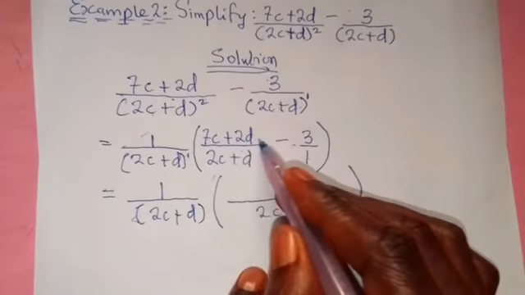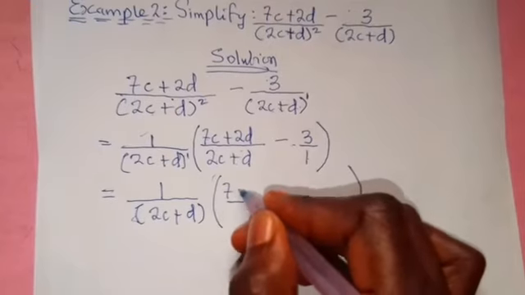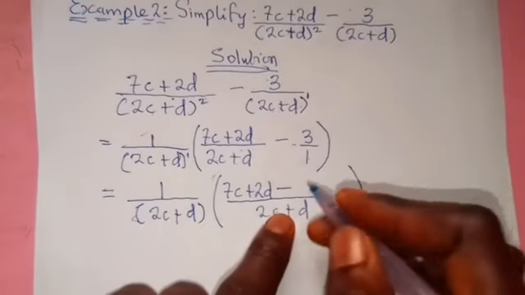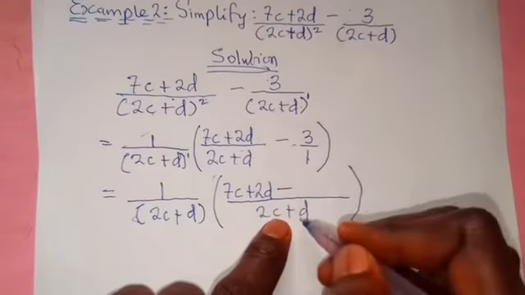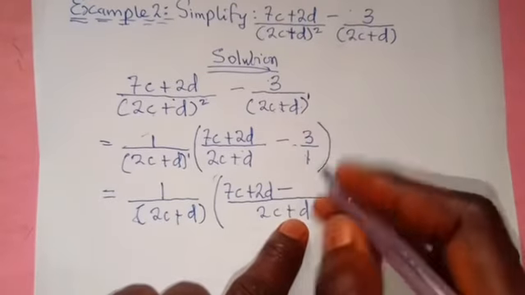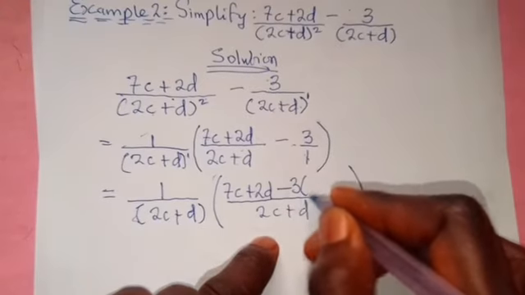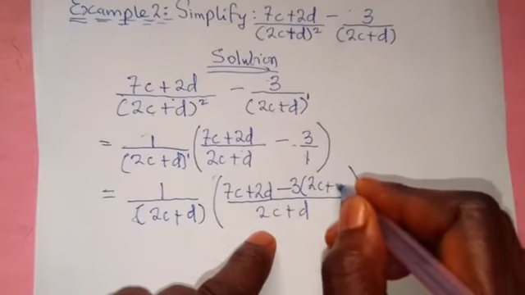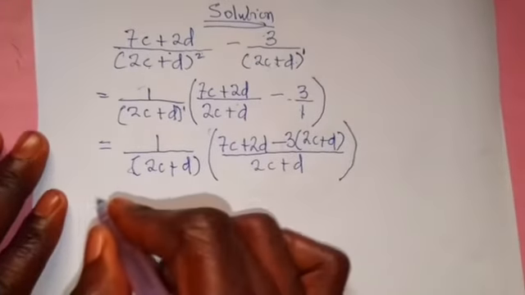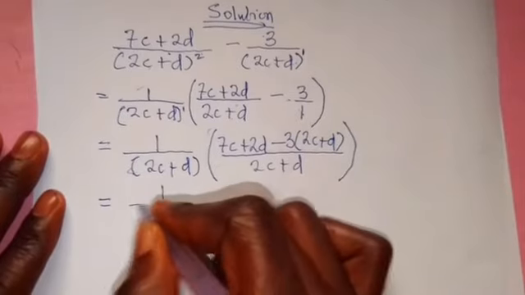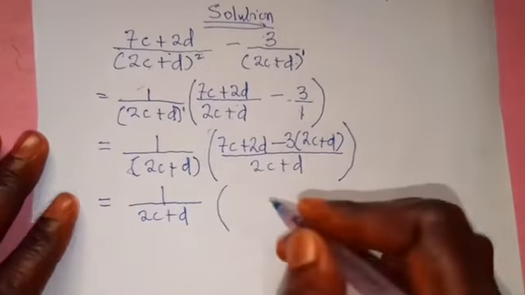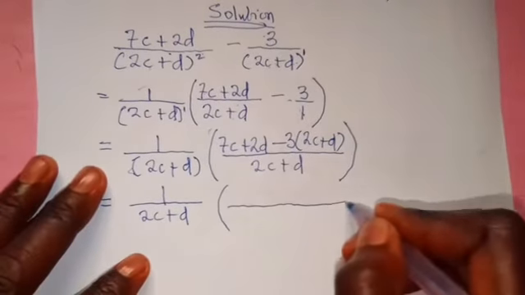If you want to multiply everything here, it will give us what we have there, 7c plus 2d. Then minus, you see, in this case now, there is no denominator for us to use in dividing this except 1. So which means we are using 2c plus d to multiply our 3. Then that will give us 3 into bracket 2c plus d. Then we close the bracket. Now in the next step, we are still retaining what is outside the bracket here, which is 2c plus d.